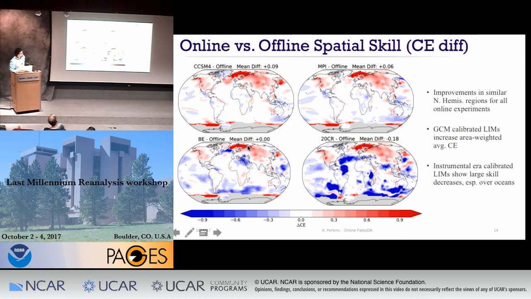But when you look in other locations, the 2 instrumental calibrations also introduce some serious degradations in spatial skill, unfortunately, which is not the result I was expecting because we are validating against the instrumental record. So I would have, offhand, thought that the calibrations on the instrumental record would have been better. But it just turns out that the climate models gave us some better results.